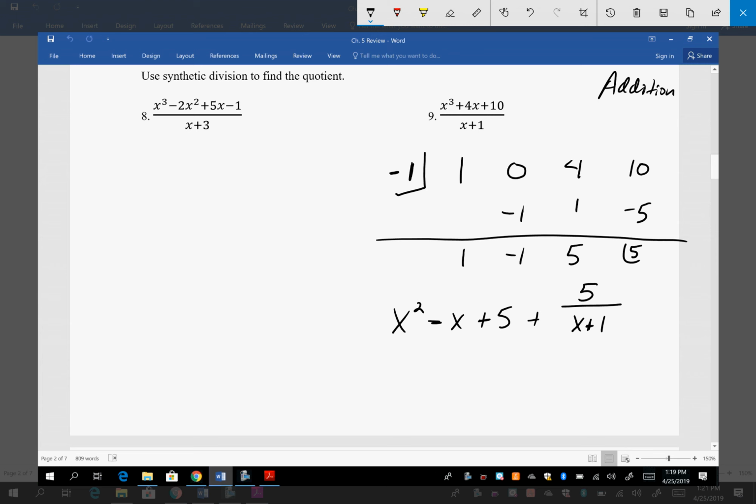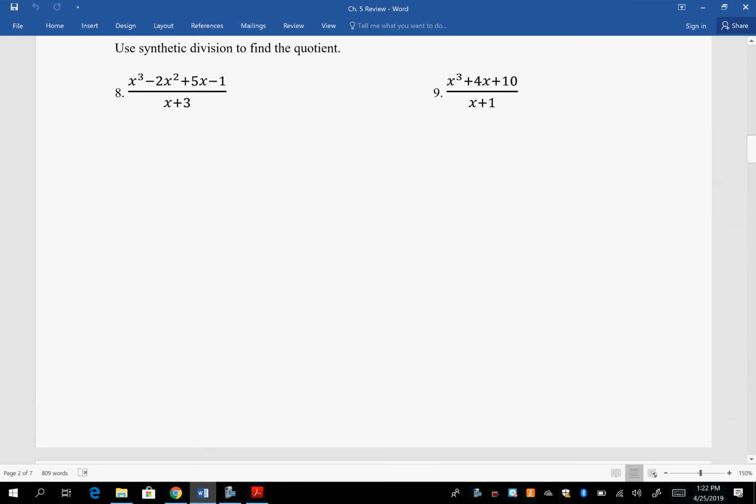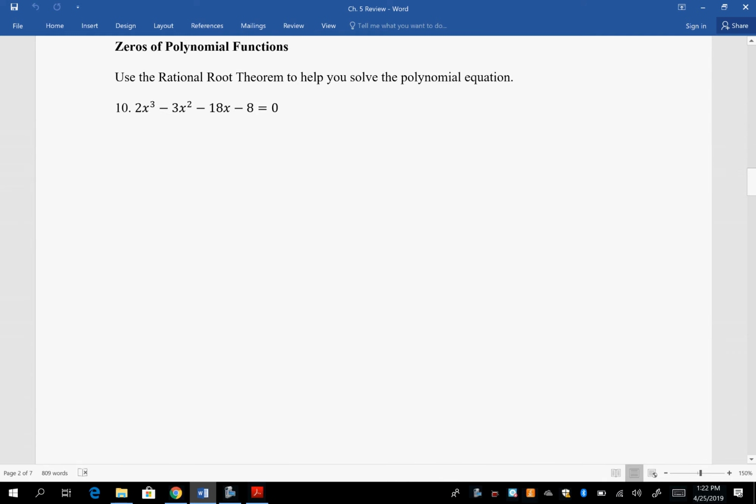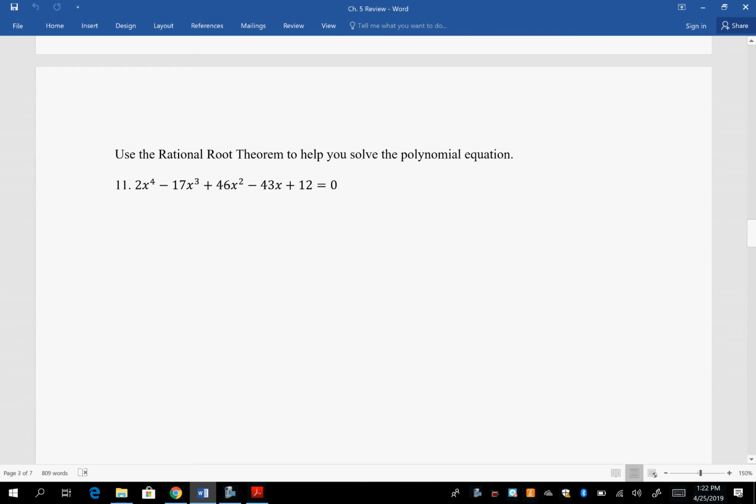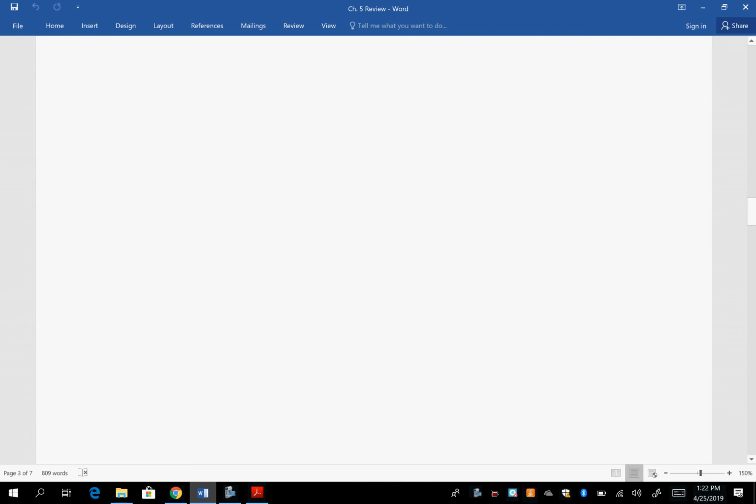Okay. Everybody good on 8 and 9? There's definitely going to be long division and synthetic division on the test, for sure. One problem each. Now, here's where we ramp up the challenge, the level of difficulty. Number 10 and number 11. I think we should do number 11, because number 11 looks like there's more going on than number 10.